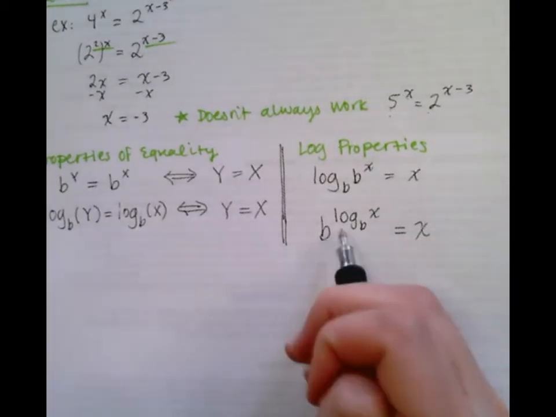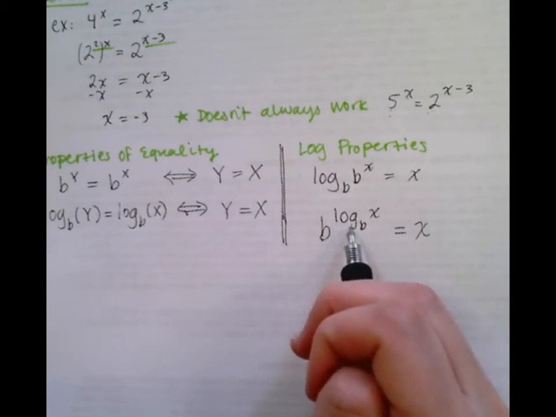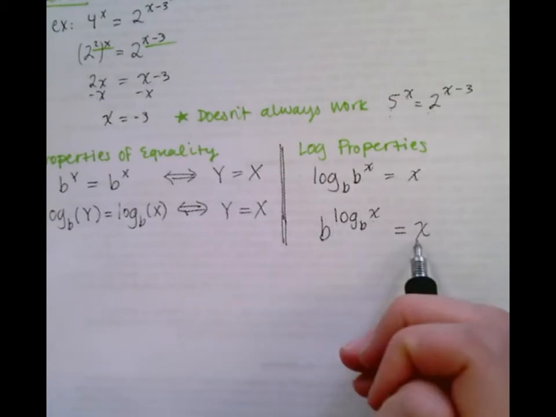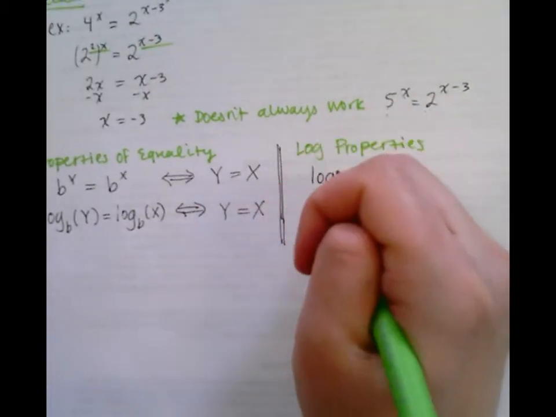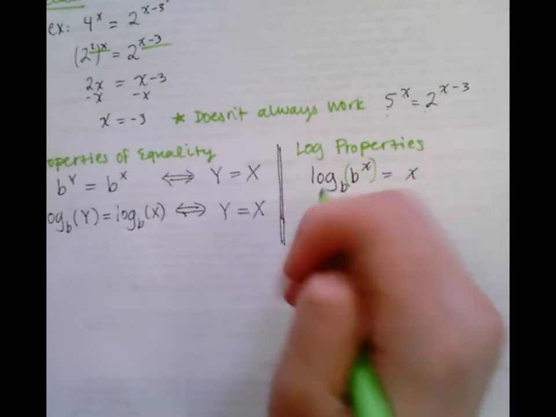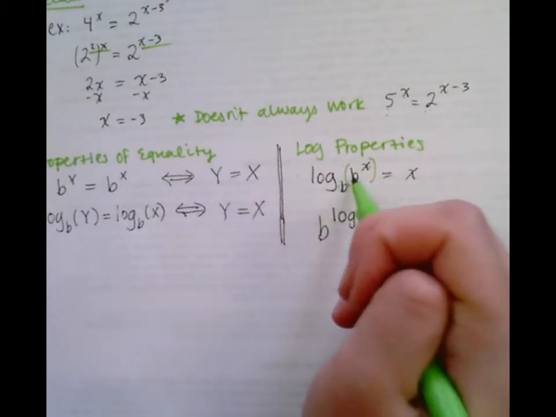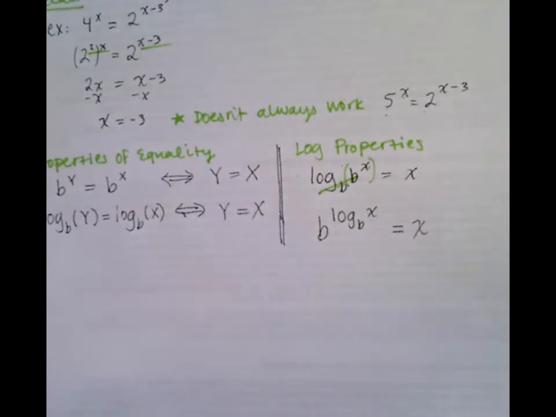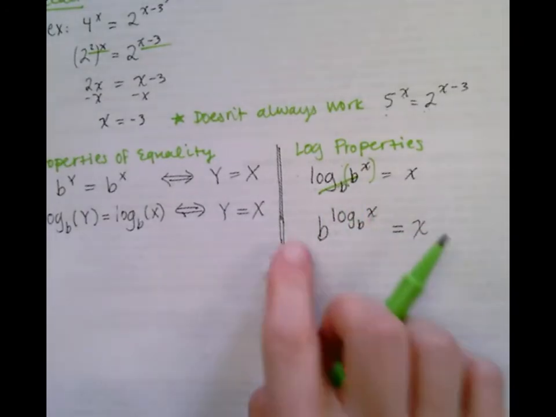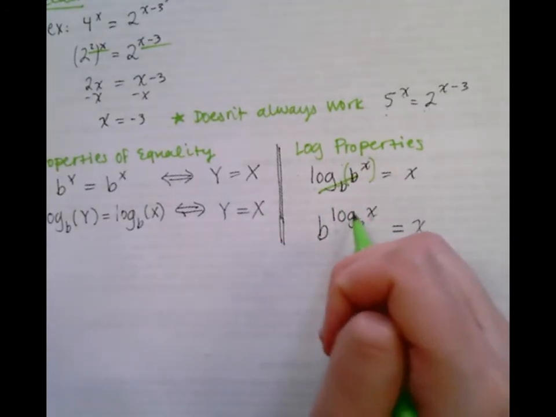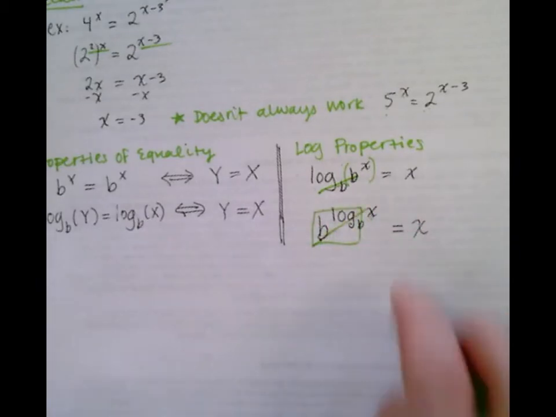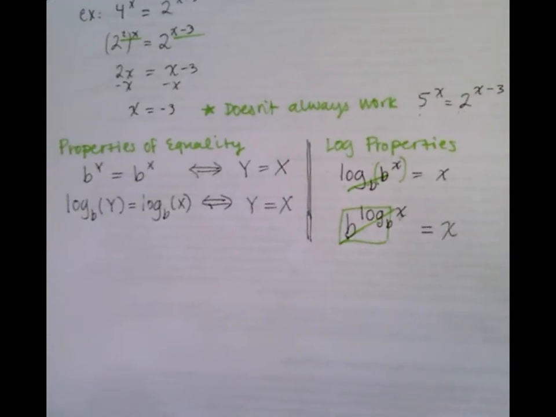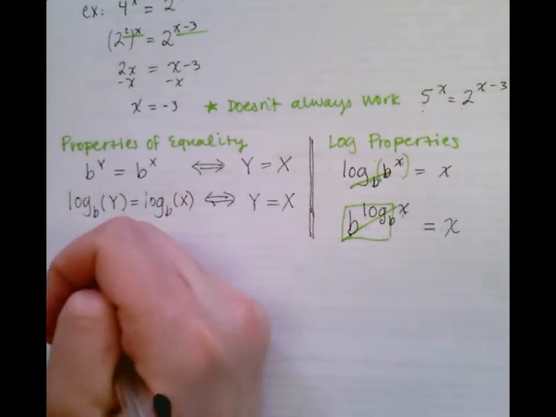So that means b raised to the log base b power of x will always just equal x. So what we're seeing here is this idea that if I take a log of an exponent where the bases match, the base and the log cancel, and I'm left with my exponent. And similarly here, the base and the log will cancel, and we're left with that x. And this is how we're going to be solving logarithmic and exponential equations.